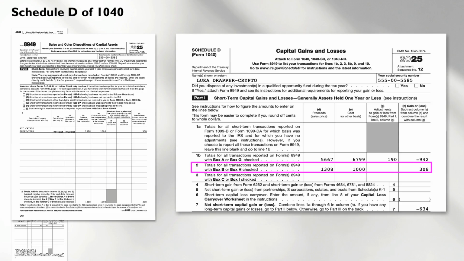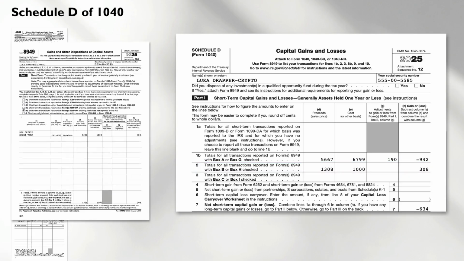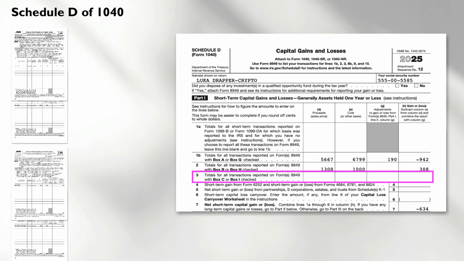Line 2 lists short-term sales where cost basis was not reported to the IRS. These correspond to Box B or Box H on Form 8949. Line 3 lists short-term transactions that were not reported on either 1099-B or 1099-DA, but are similar in nature. For each transaction, Schedule D shows proceeds in column D, cost basis in column E, and any adjustments such as wash sale disallowances. The gain or loss is shown in column H.